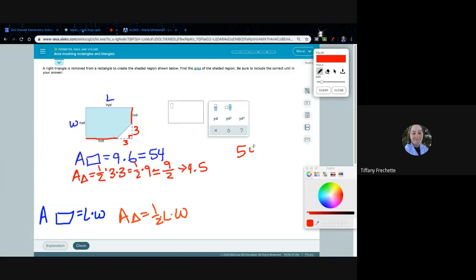And now if I go 54 minus 4.5, like this, I subtract. Just remember there's a decimal right past this 4 and a 0. So I want to start borrowing. I get 5, and then I'm going to borrow again. And I get 9, and I get 4.